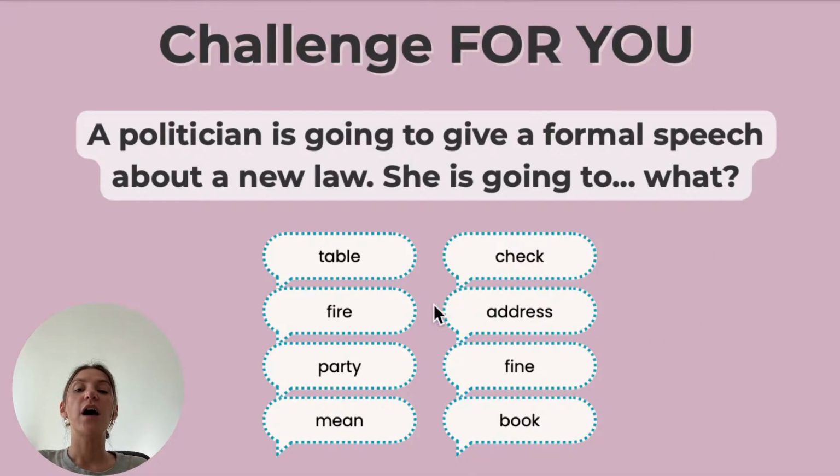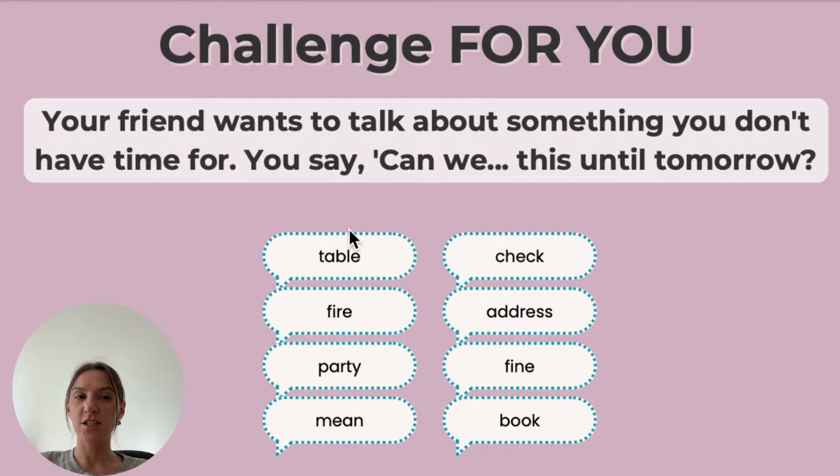Okay, we need to address, yeah? She's going to give a formal speech about a new law. She's going to address the new law. Yes, address with double D. Okay, I think I need to wait a little bit longer. All right, the next challenge.